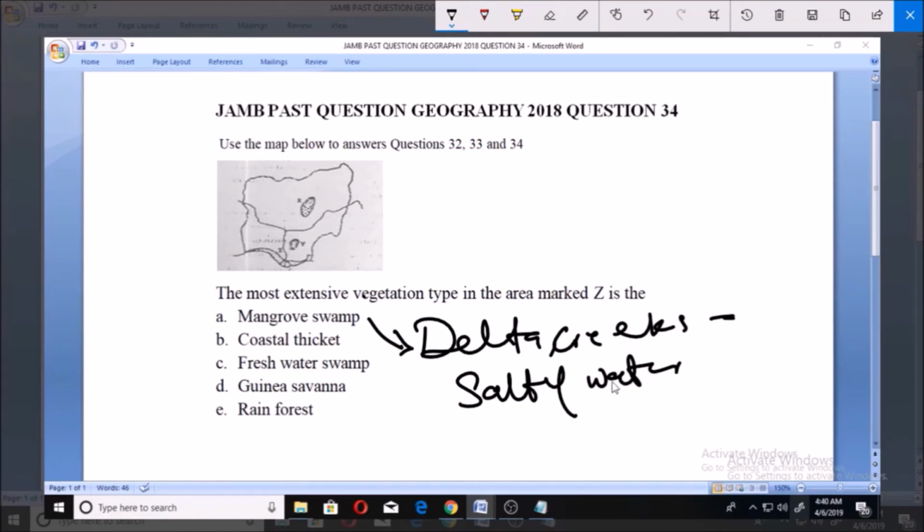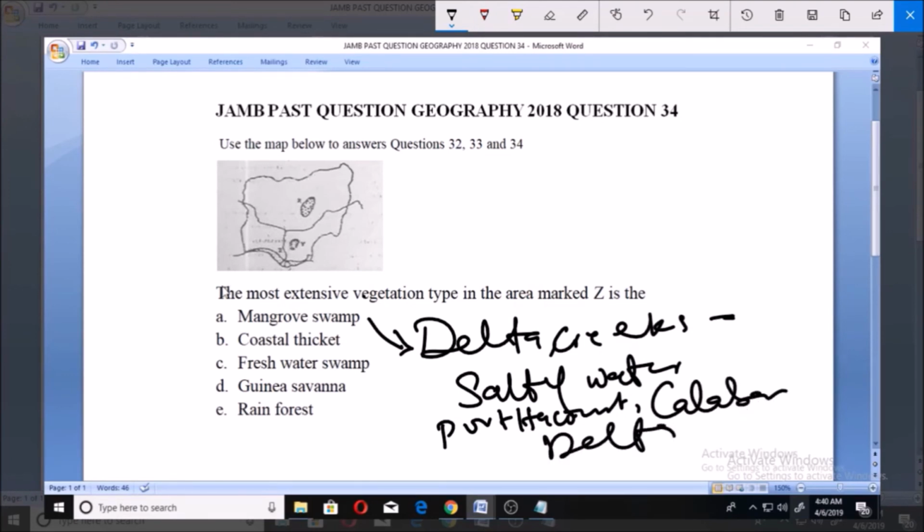It is found in places like Calabar, Port Harcourt, Delta, etc. So we're talking about areas like Port Harcourt, areas like Calabar and Delta, and that is the area along this side, and that is why we'll pick option A as the right answer. Thank you.